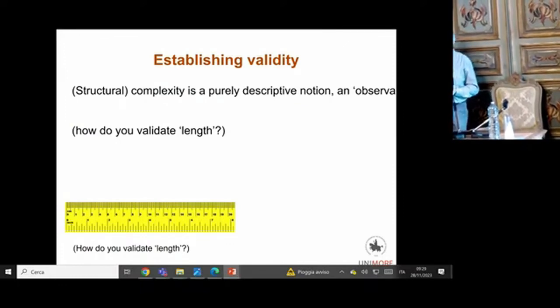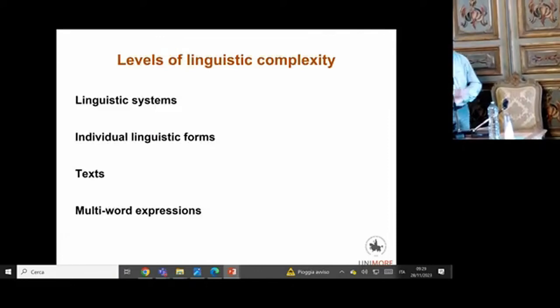But complexity, if it's a sort of primitive notion, it's one of the basic measuring units. You don't validate a measuring unit unless you say they are practically useful. That's a different sense of validation.